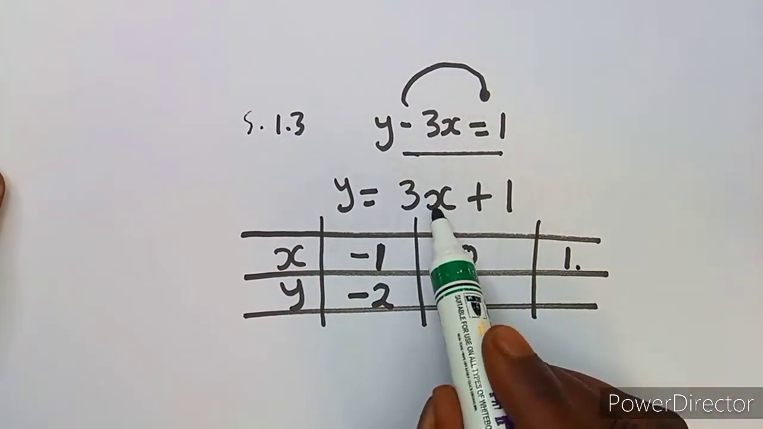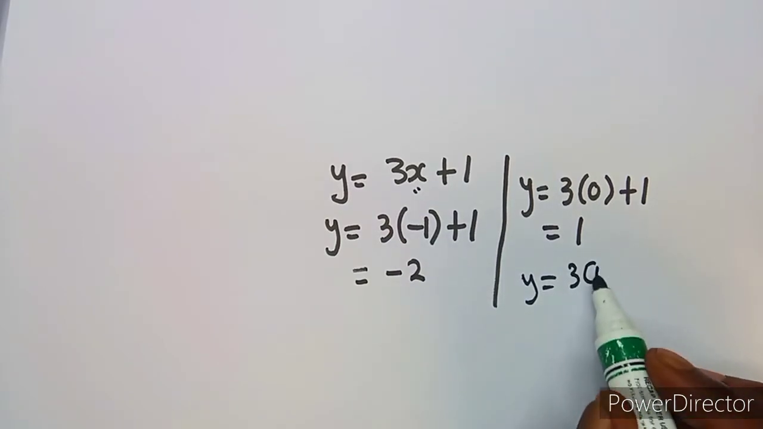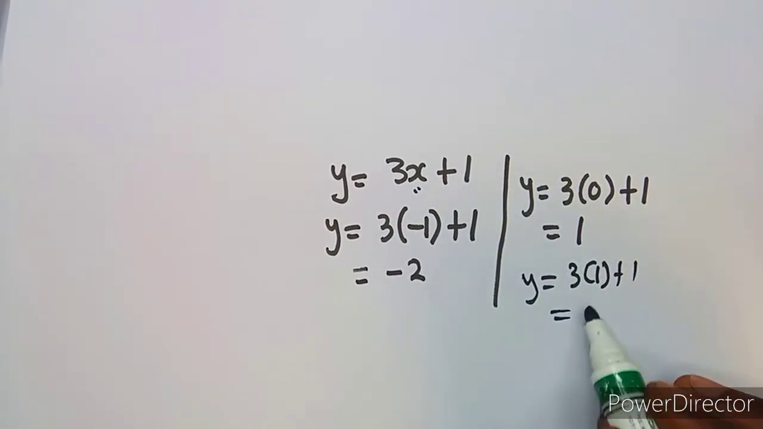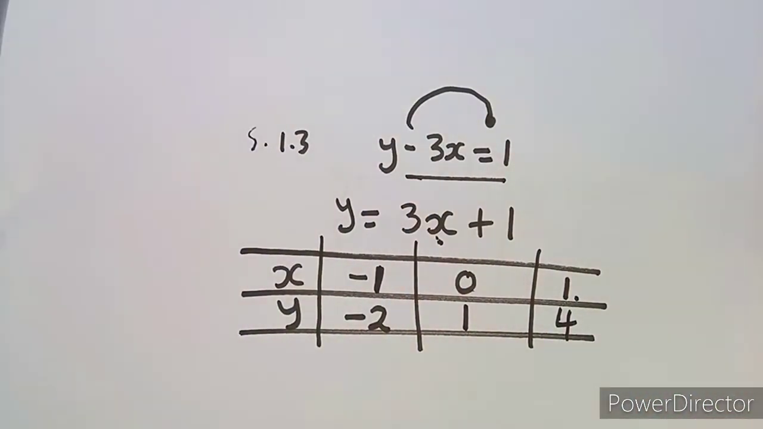When x is 1, you substitute 1 here, so y is equal to 3 into 1 plus 1, which is going to give you a 4 if you do this substitution properly on your calculator.